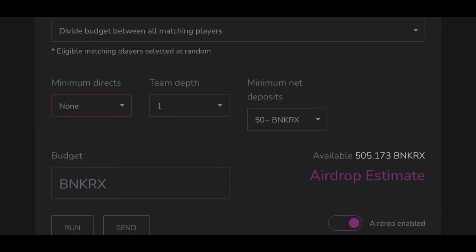Then you have team depth. I've seen a lot of people on YouTube talking about airdrops in Bankroll Flow and not understanding team depth.